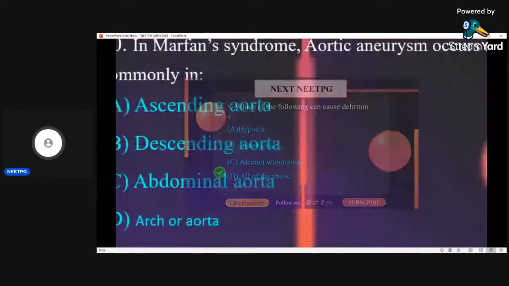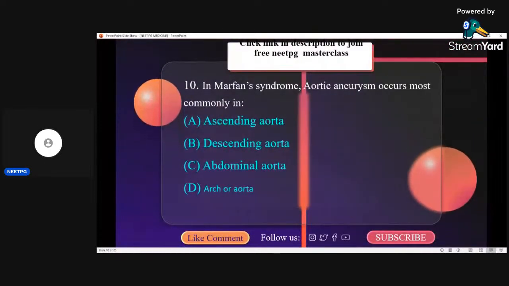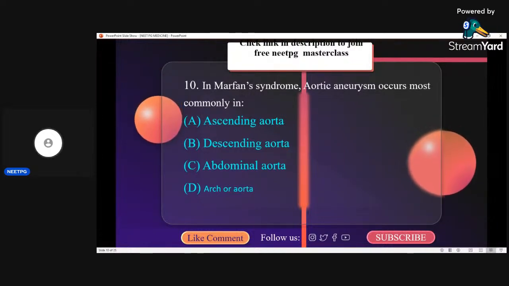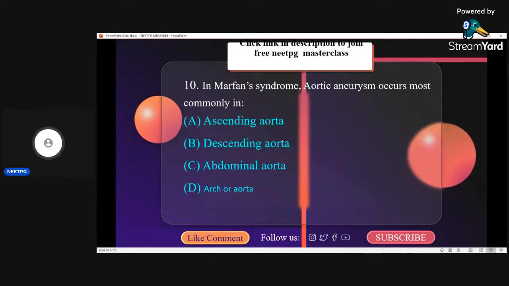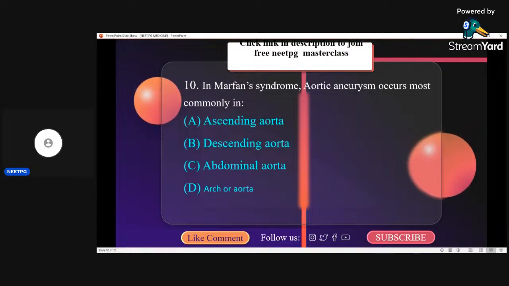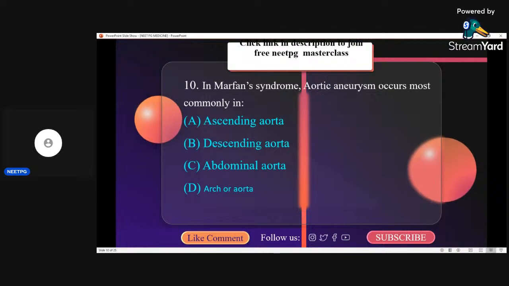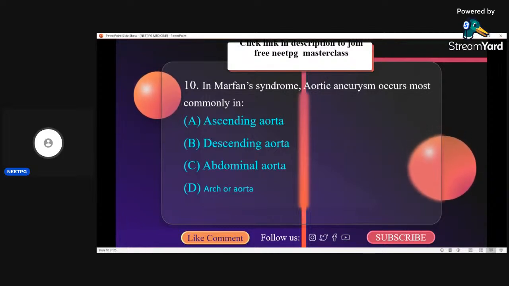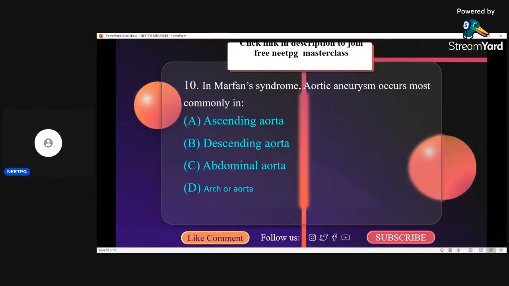In Marfan syndrome, aortic aneurysm occurs commonly in which part? Four options are given: A. Ascending aorta, B. Descending aorta, C. Abdominal aorta, D. Arch of aorta. In Marfan syndrome, the majority of patients have ascending aortic aneurysm formation as their initial vascular event, with subsequent vascular problems involving primarily the descending thoracic aorta.